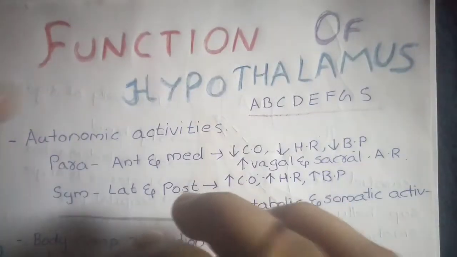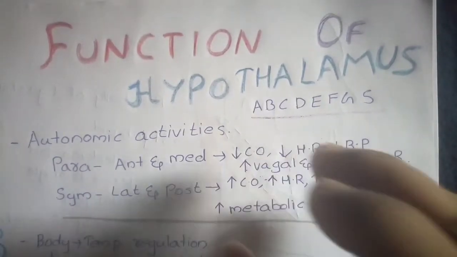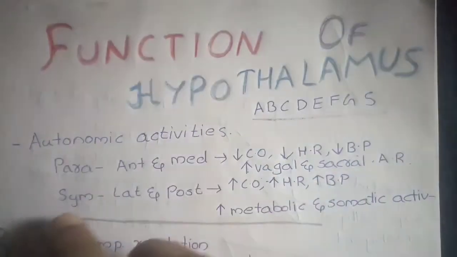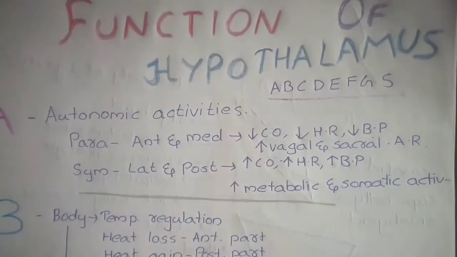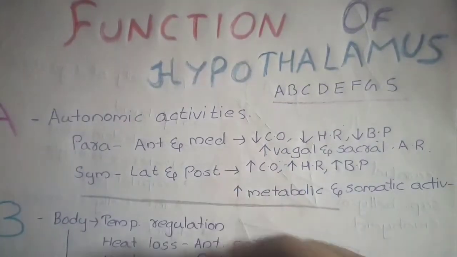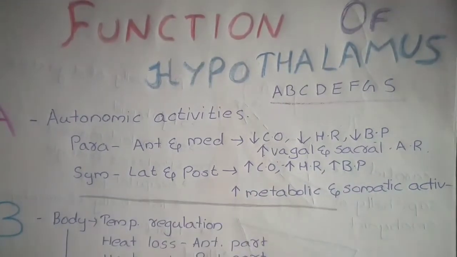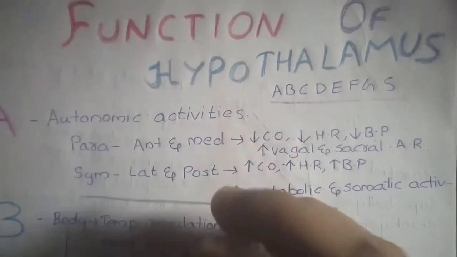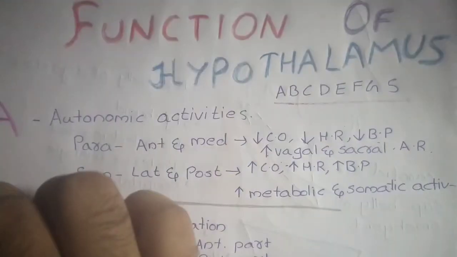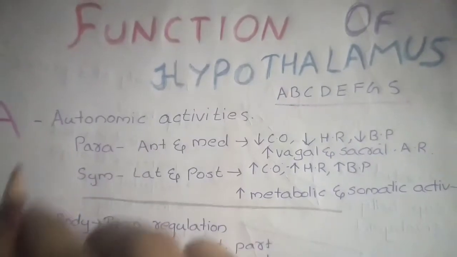Decreases the cardiac output, decreases the heart rate, decreases the blood pressure. And the sympathetic activities are by the lateral and posterior hypothalamic region. It increases the metabolic and somatic activities, and thereby it is increasing the cardiac output, increasing the heart rate, increasing the blood pressure. That's all for the autonomic response, which A represents.